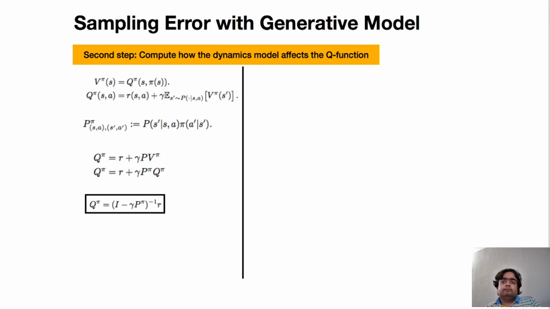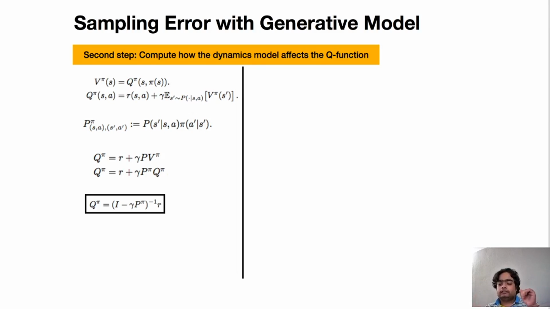Now, why is this matrix invertible? This matrix is invertible because gamma P pi is in some sense smaller than 1, because P pi consists of probabilities. As you see, gamma is smaller than 1, which means in a discrete setting, the norm of this matrix is at most gamma, which is smaller than 1. So intuitively, that's the reason why it is invertible. But for a formal proof, I would encourage you to work it out yourselves as to why this matrix is invertible.